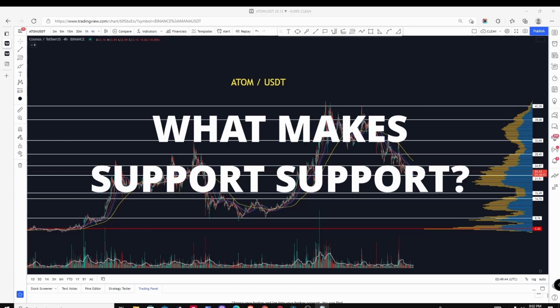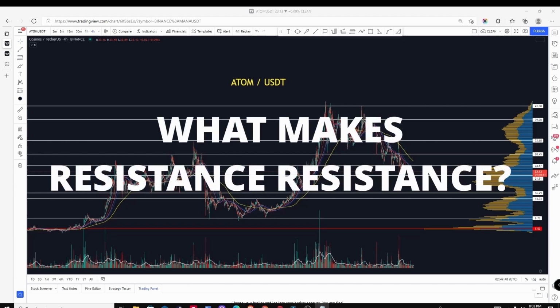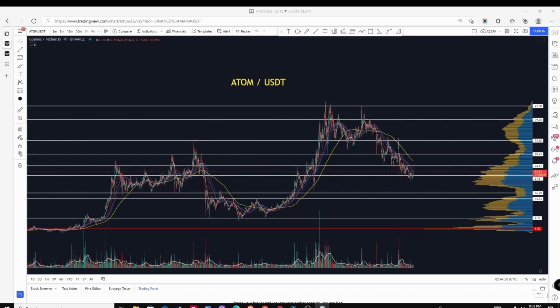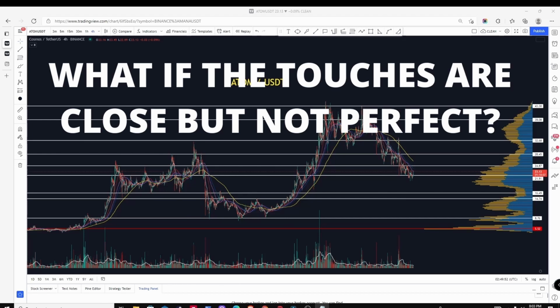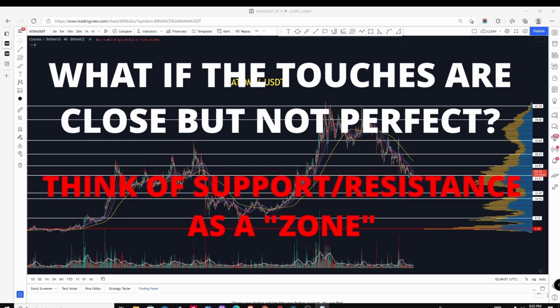Next, I think it's important to understand a few concepts. 1, what makes support support? And what makes resistance resistance? And then 2, what if the touches are close but not perfect? It's important to think of support and resistance as a zone, and we'll explain that a bit more as we go.